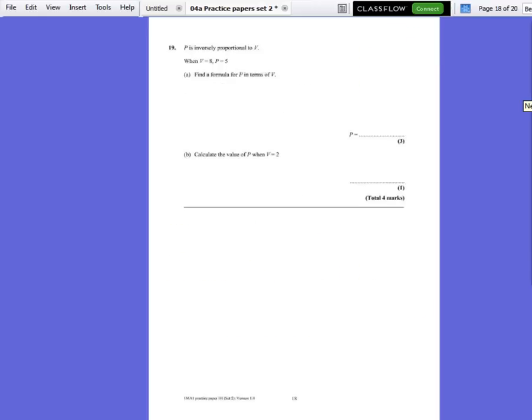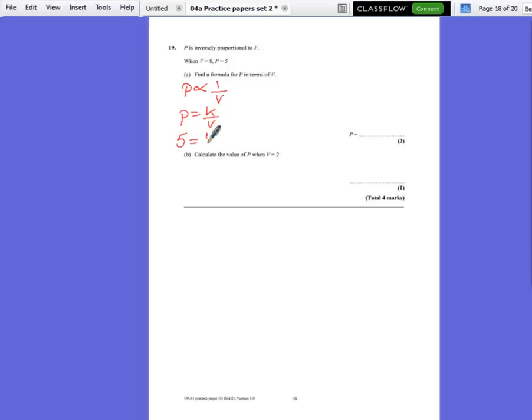Question 19. P is inversely proportional to V. When V is 8, P is 5. Write a formula for P in terms of V. Well, it says P is inversely proportional, so that would be 1 over V. So inverse means 1 over. We then need to put in the constant of proportionality, K, which is what we need to work out. And then we can substitute our numbers in for P.